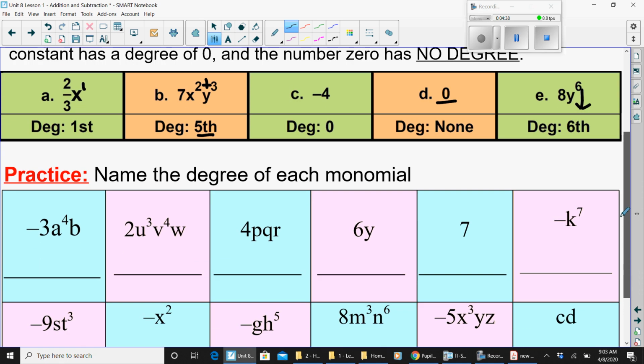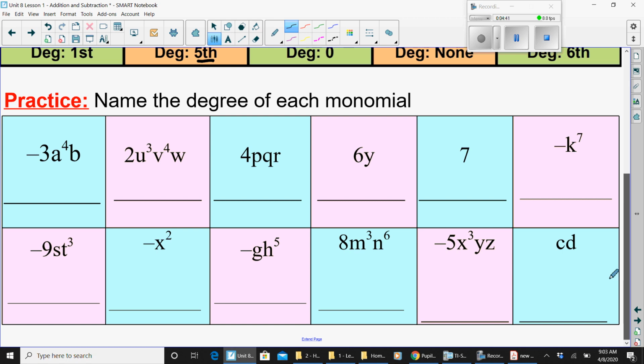Going down a little bit here, there's some practice. There's a lot of questions there. I'll do the first couple with you, and then you could go ahead and do the rest, and you can press pause. All right, so for this first one, you have negative 3, a to the 4th, b to the 1st. And just remember, every time you do not see an exponent next to a variable, that exponent is 1. So to name the degree of this monomial, you have to add the exponents of the variables. So 4 plus 1, so this would be 5, the fifth degree.